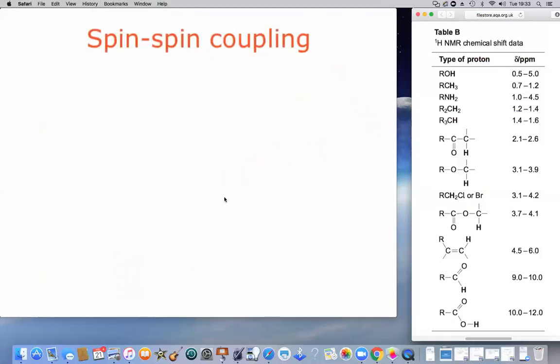One of the questions that came up before: what if you have protons in different environments but the chemical shifts overlap? How can you identify one from another? Well, spin-spin coupling may well allow you to make that determination. This is probably the part of proton NMR that people find most difficult. It takes a little bit of getting used to, but I don't think it's that bad. Once you know what you're doing and what you're looking for, it's not too bad, really.